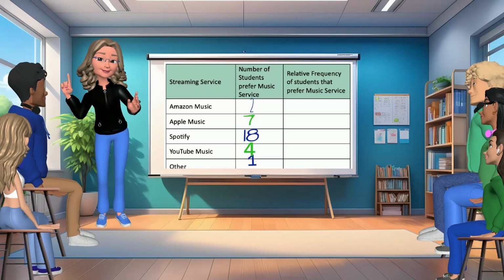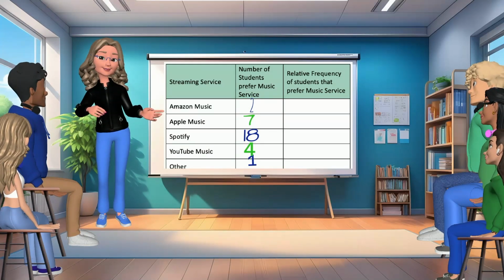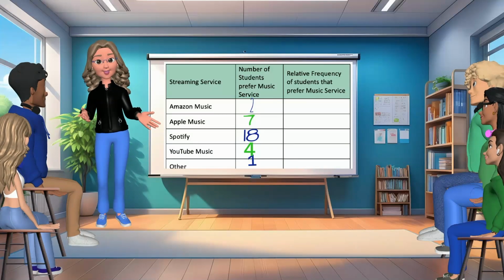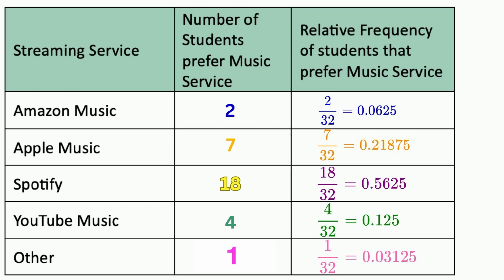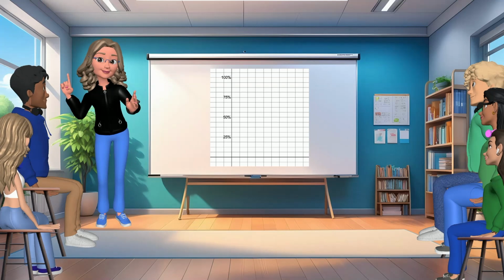Great! Now that we have our frequency table, we want to convert this to a frequency table that's relative in frequency. So that will look like this table, where we take the number of students that preferred a particular streaming service and we divide it by the total number of students. So in this case for Amazon, 2 students out of 32 preferred that service, which is the frequency of 0.0625 or 6.25%.